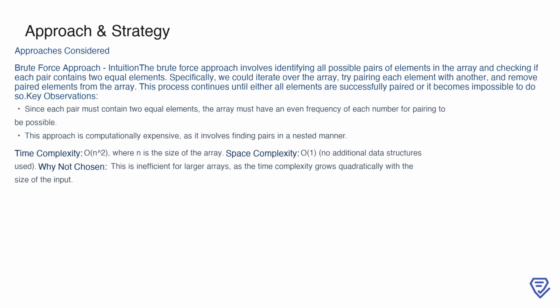The idea here is to identify all possible pairs of elements in the array and check if each pair contains two equal elements. This would involve iterating over the array, trying to pair each element with another, and removing paired elements from the array. The process continues until either all elements are successfully paired or it becomes impossible to do so. However, this approach is computationally expensive. One key observation is that for pairing to be possible, the array must have an even frequency of each number since each pair requires exactly two of the same element. The drawback of this method is its inefficiency for larger arrays, as the time complexity grows quadratically with the size of the input, making it impractical for large datasets.